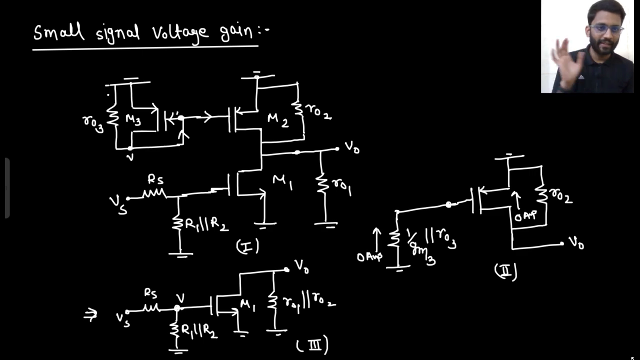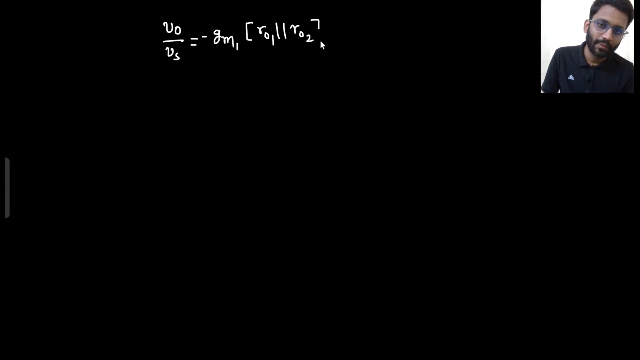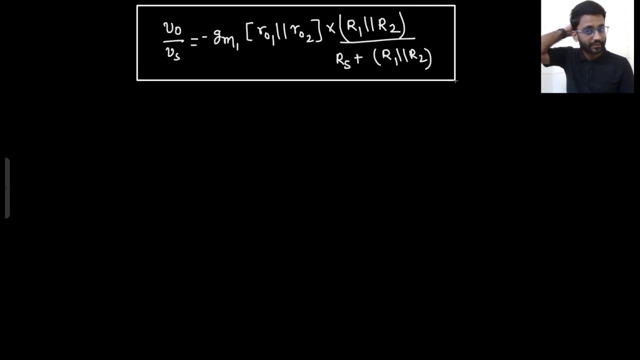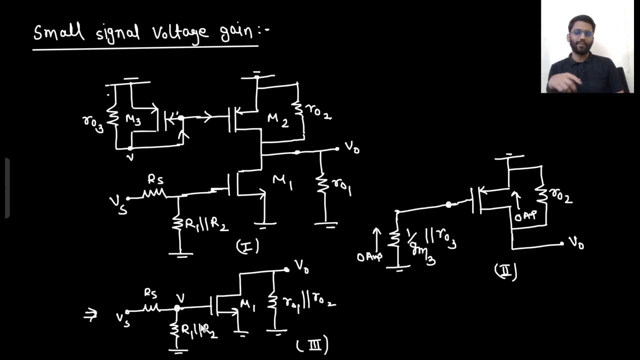What will be the gain? Now I will directly write down the gain. You should be comfortable with this. What will be the gain? V0 by Vs would be minus GM1 into R01 parallel R02 into R1 parallel R2 upon Rs plus R1 parallel R2. The minus sign certainly will be there because this is a common source amplifier. Say yes or no. This is V naught by Vs. Are you agreeing to my point? This gain you can write.